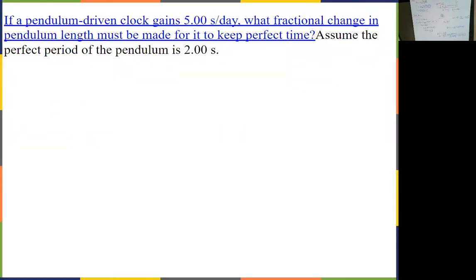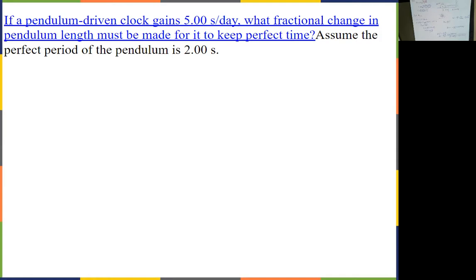All right. So the next one here, it says: if a pendulum-driven clock gains 5.00 seconds a day, what fractional change in pendulum length must be made for it to keep perfect time? And for a pendulum-driven clock, usually the period is 2 seconds, so you can imagine it goes like tick tock, right? So 2 seconds for the period. Okay, so give it a try. It should be a very, very small number, the adjustment.